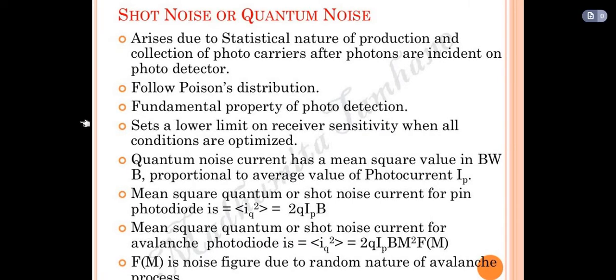Now let us see the shot noise or quantum noise. How does it arise? It arises due to the statistical nature of production and the collection of the photo carriers after photons are incident on the photodetectors. The main thing is regarding the Poisson distribution. Let us proceed with the Poisson distribution.